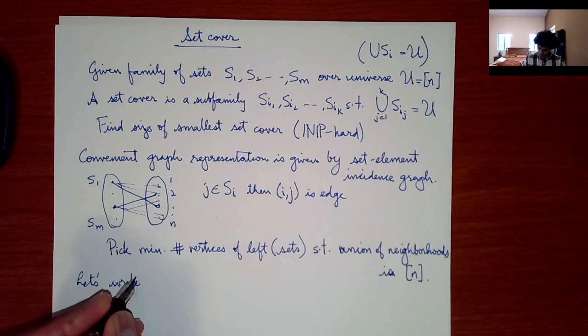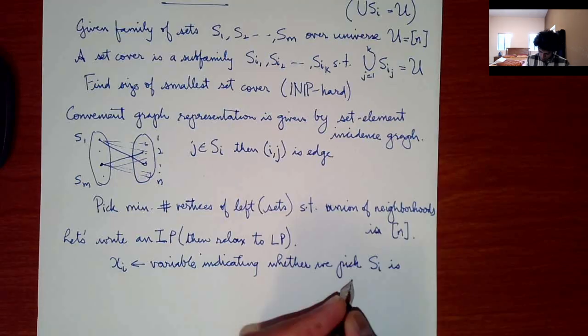So let's write an IP, which we will then relax to an LP. What we'll have is xi, a variable indicating whether we pick Si in our cover. So the question is, are you going to pick this set or not? We have a variable that indicates that. We want to minimize the number of sets that we pick. But now we also need the constraint that all the elements are covered.